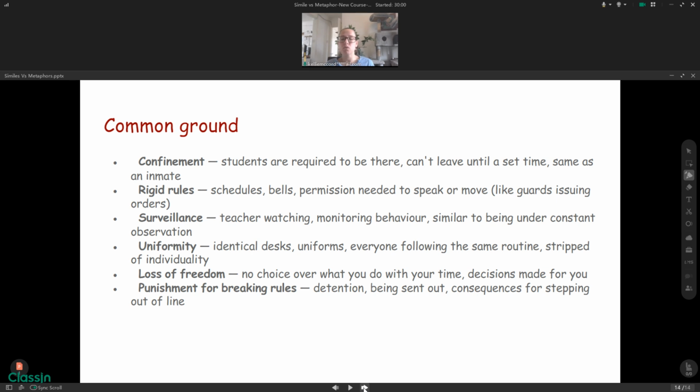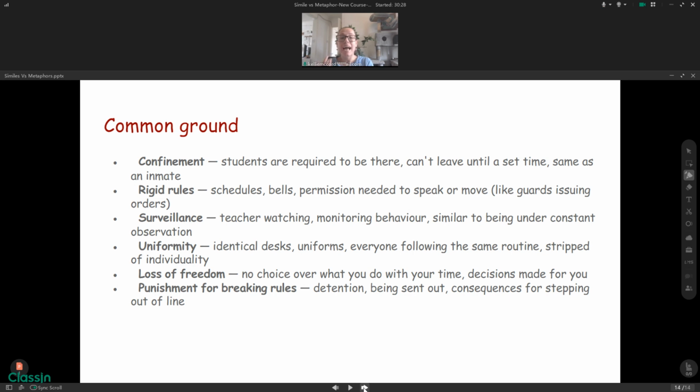Uniformity, so in schools, you usually have to wear a uniform, you have similar desks, and everyone has to follow the same rules, right? And again, the same is true in prison. There are rules and they're stripped of their individuality. They have to wear a uniform. Loss of freedom. There's no choice of what you do with your time. You're told these are your lessons, this is your timetable. You can't say, well, actually, I feel like doing this. You have to stick to that timetable. The same in prison.